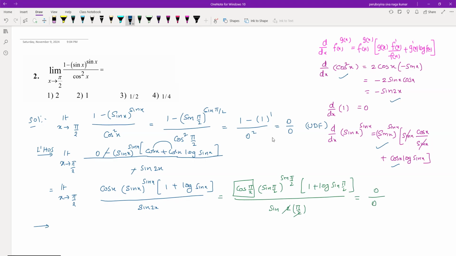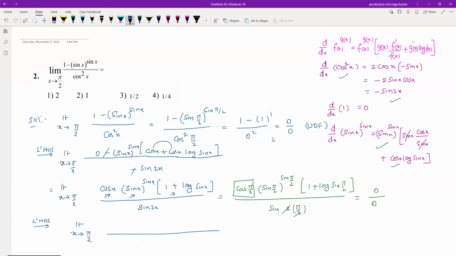So I'm again ready to do L'Hospital's rule. Again I am doing L'Hospital's rule, limit x tends to pi by 2. So here you can see three functions, 1, 2, and 3, three functions differentiation. And in the denominator, we always have to cross check, because this will make the problem.